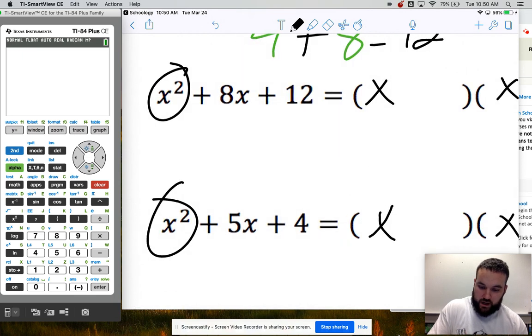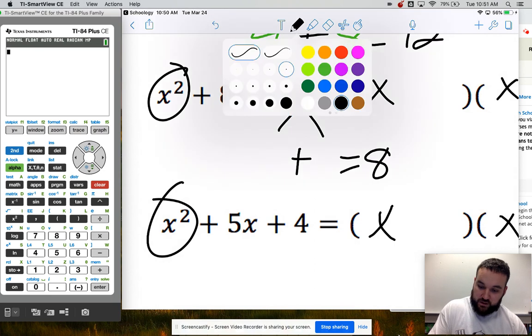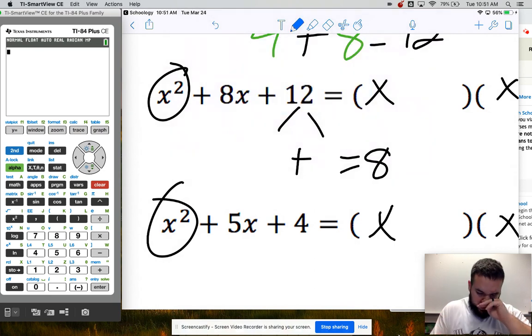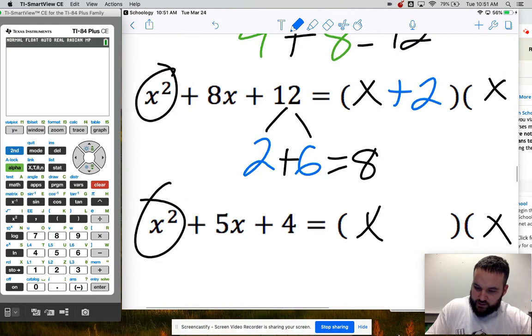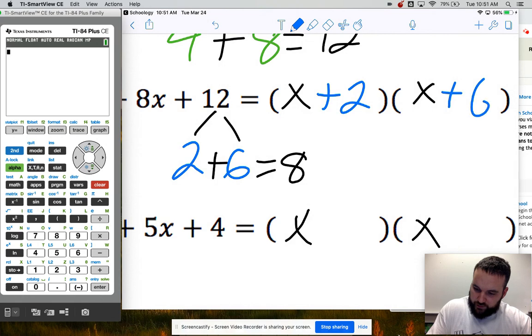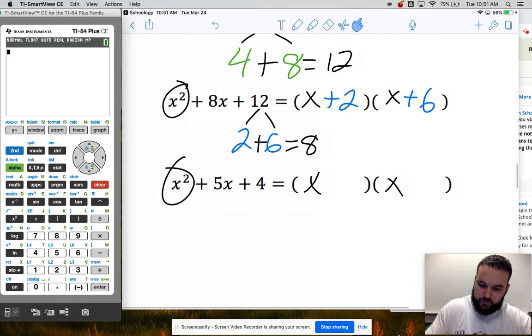For the next one, I want numbers that multiply to 12 but add up to 8. First thing that jumps out to me, and again, you might be saying in your head, I know what they are. First thing that jumps out to me with 12 is 2 and 6. And hey, look at that, 2 plus 6 is 8. First try, we got it. So x plus 2 is one binomial, and x plus 6 is the other binomial.